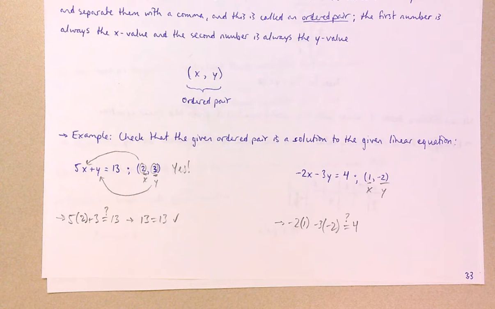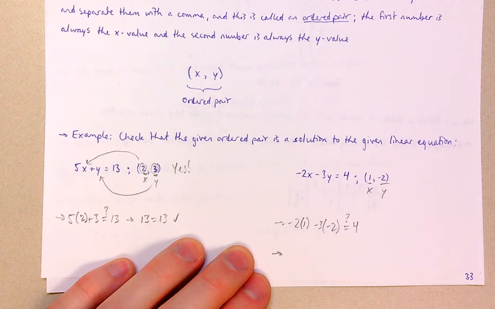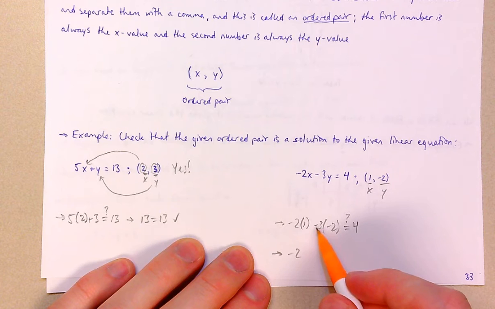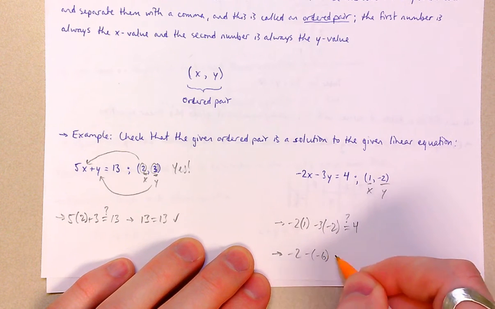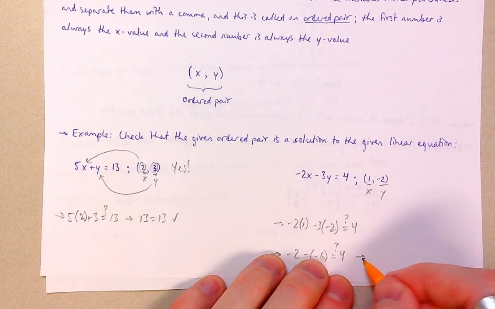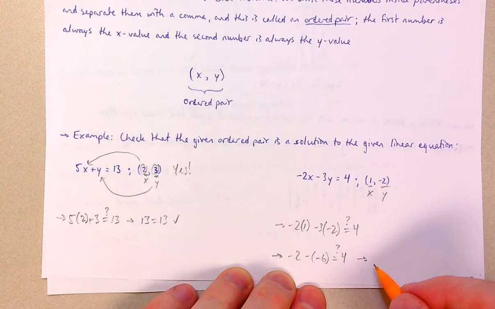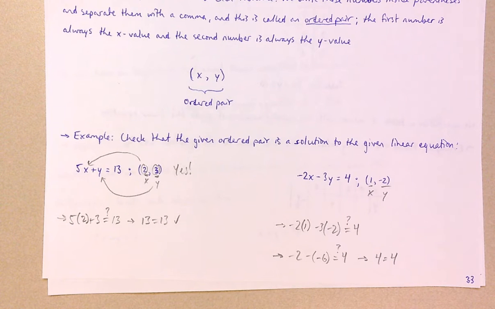Well, let's do the multiplication and then the combination and see what our order of operations gives us. Negative 2 times 1 is negative 2. Then we have minus a 3 times a negative 2. So minus a negative 6. Is this equal to a positive 4? Well, recall that minus the minus, those combine and become pluses. So I have negative 2 plus 6, which is 4. And obviously, 4 is indeed equal to 4.